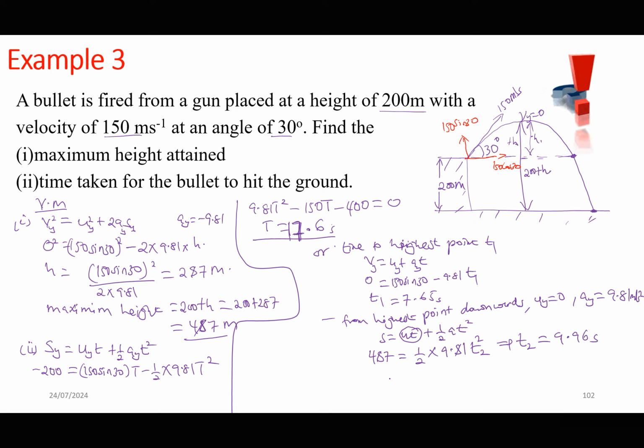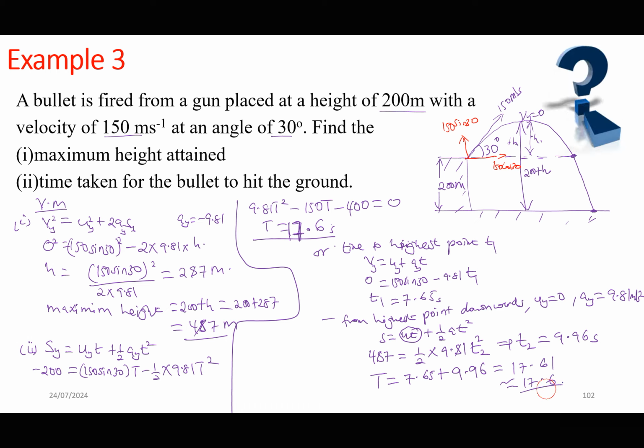So I now find the total time, which I'll call t, which is the sum of these two. 7.65 plus 9.96. So this is going to be 17.61, or approximately 17.6 seconds. So you can find the time to reach the highest point and the time from the highest point to the ground, and then you sum up to get the total time. So that would be the total time.